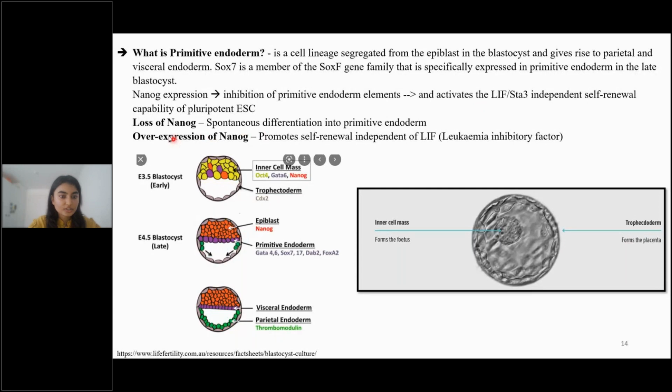Then if NANOG is not there, for example at a very low concentration of NANOG, then spontaneous differentiation will take place. If the concentration of NANOG goes down a little, it will start to differentiate into primitive endoderm. And if there is overexpression of NANOG, then it will promote self-renewal independent of LIF, the leukemia inhibitory factor, which is basically secreted by the epithelial cells. Now here you can see an image under the transmission electron microscope. The trophectoderm, this outer layer, basically forms the placenta, and this inner cell mass forms the fetus.